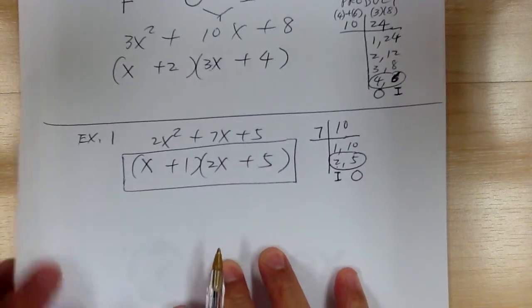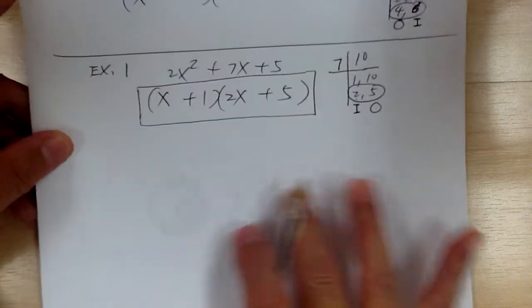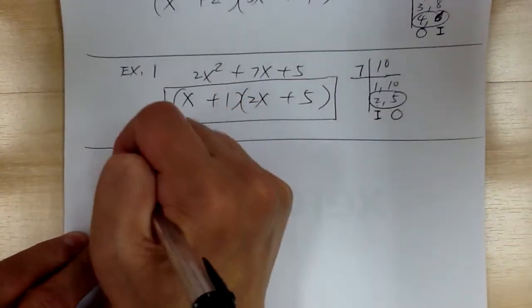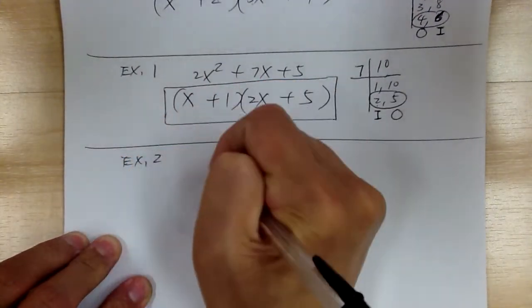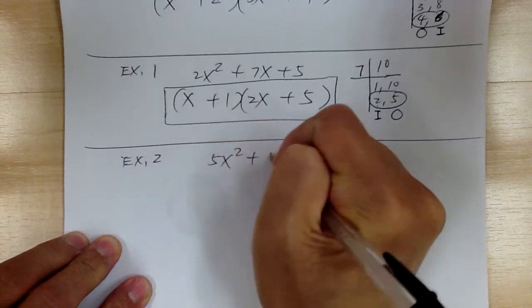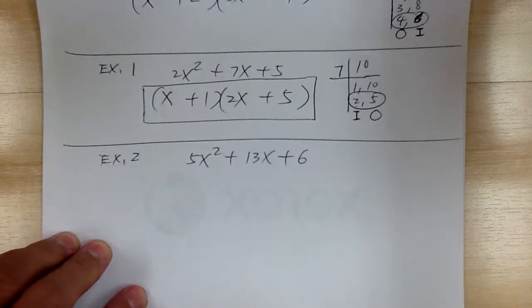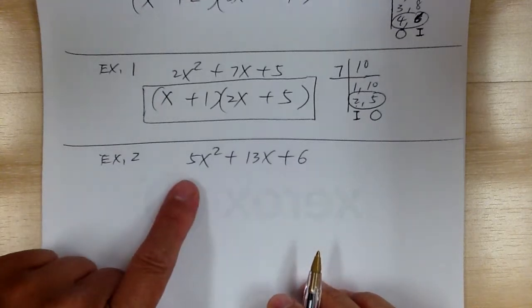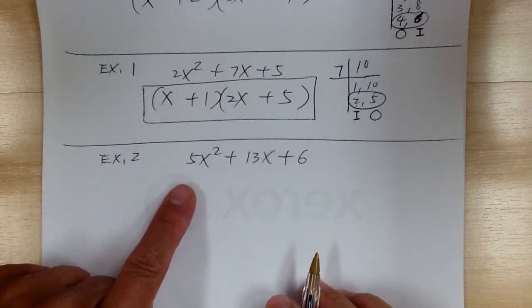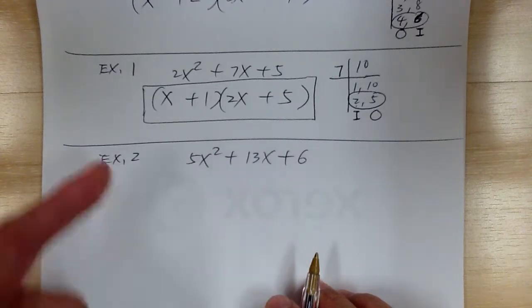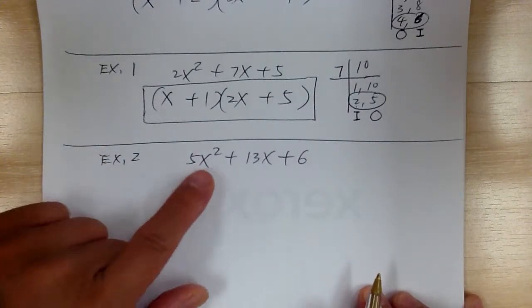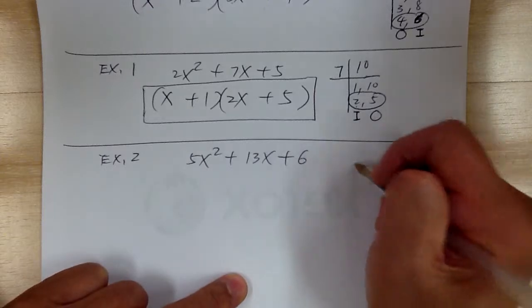Okay, let's go to example 2. You have 5x squared plus 13x plus 6. So again, go through the steps. Step 1, common factor, cannot. Step 2, perfect square. These are not perfect squares. So go to step 3, cube. This is not a cube. So you go to step 4, master product.